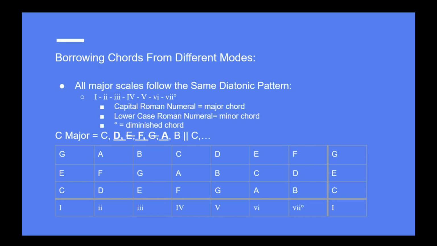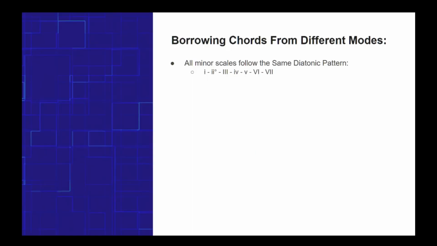Likewise, all natural minor scales follow the pattern of minor first, diminished second, major third, minor fourth, minor fifth, major sixth, and major seventh. So why is this important? Well, let's say you're writing a chord progression in the major scale. You've played around for a bit and come up with the following progression: a major 1, a minor 3, and a major 4. You're working in the key of C major, so this comes out to be a C major, an E minor, and an F major.